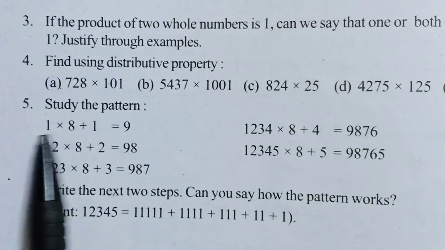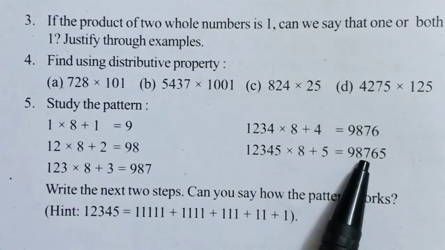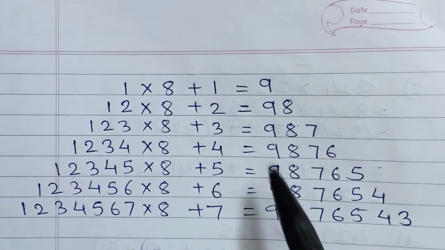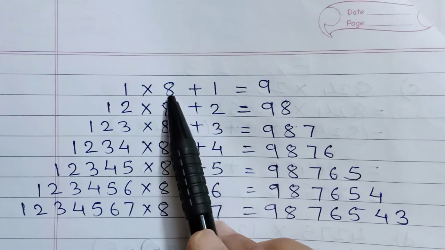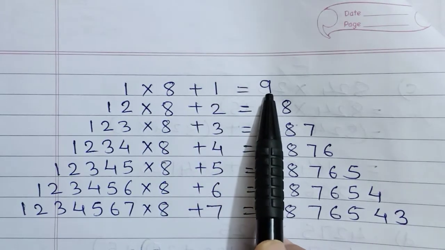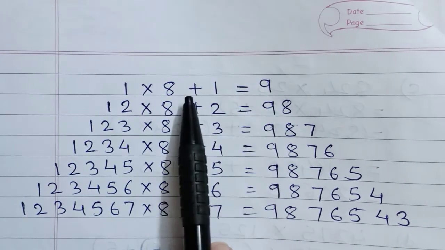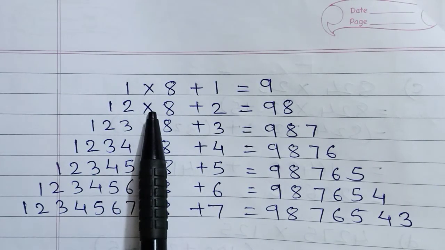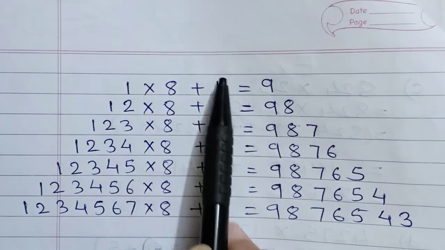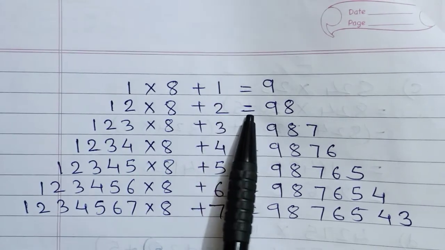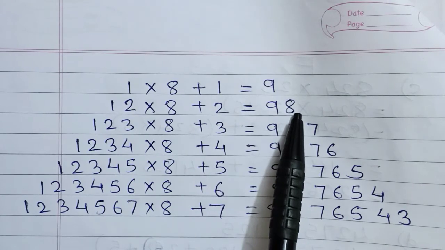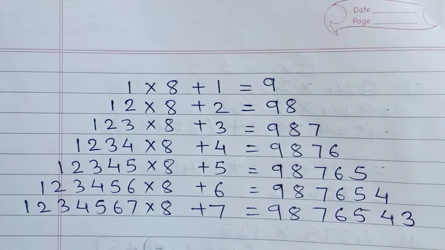Question number 5. Study the pattern. See here some pattern is given, and we have to write the next 2 steps. Now see the pattern. 1 into 8 plus 1 gives the answer 9. In the next step they have added 2 here. So it is 12 into 8 plus 2, the next number after 1, which gives me the answer 98. So 9 as it is and its previous number, or its predecessor.